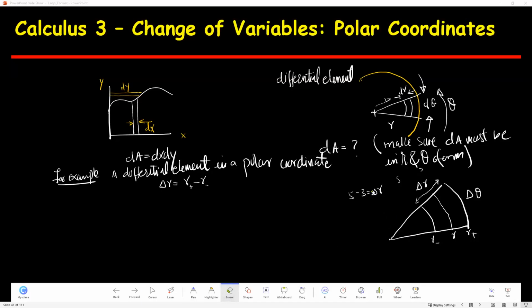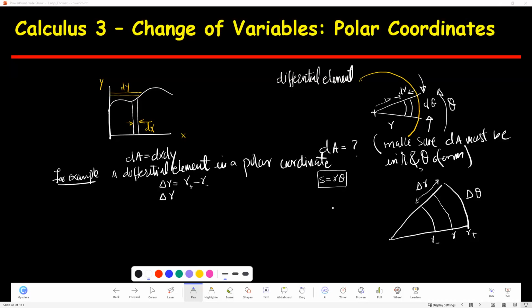I'm going to erase this because this is just for example. I can also write here, and you learned a long time ago, S equals r theta. That's a formula. What is S? S equals the circumference of a circle or the arc length. S basically means how much you're traveling along this path. It's your displacement, or you can call it angular displacement, right? So we use this formula.